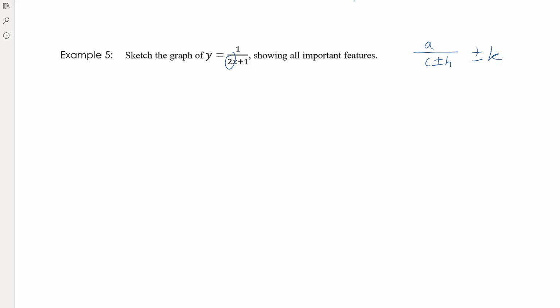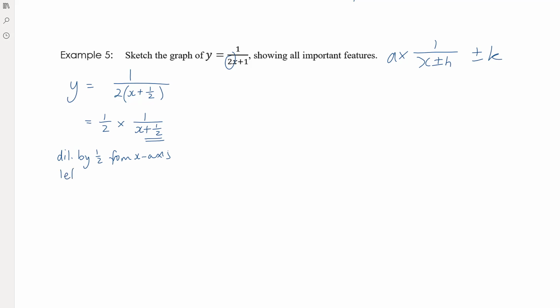So if we think about how we can do that, we've got y equals 1 over, let's factor out that 2, so that's x plus a half, which means we can write this as 1/2 times 1 over x plus a half. Okay, so it is in the format that we can now understand. Our a value is half, dilation by a factor of half from the x-axis, and then our translation is to the left by 1/2. So we're going to have an asymptote at x equals negative a half. Alright, so again, let's think about drawing in our graph.